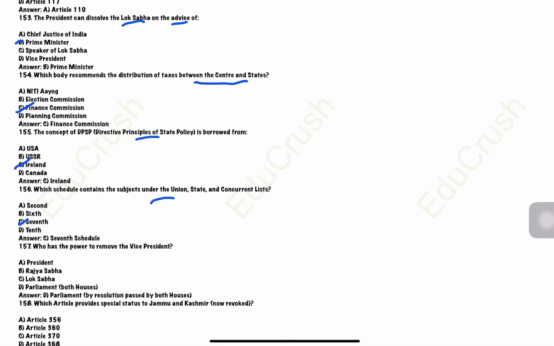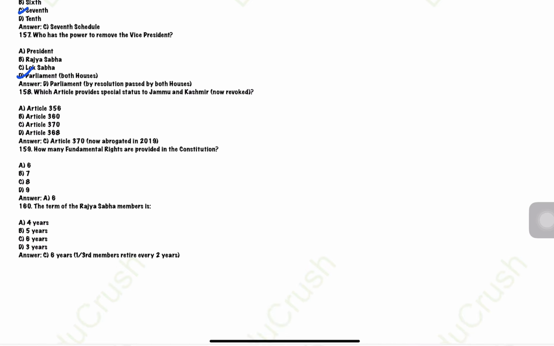Who has the power to remove the Vice President? So, Parliament, by resolution passed by both houses, has the power to remove the Vice President. Next, which article provides special status to Jammu and Kashmir? Now revoked. Article 370. Now abrogated in 2019.